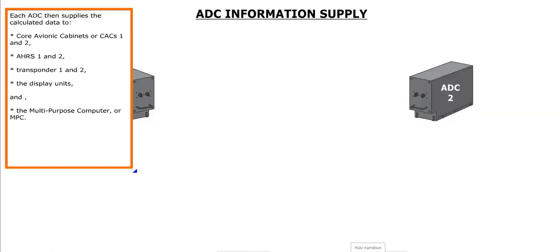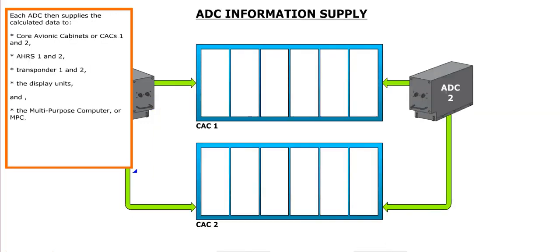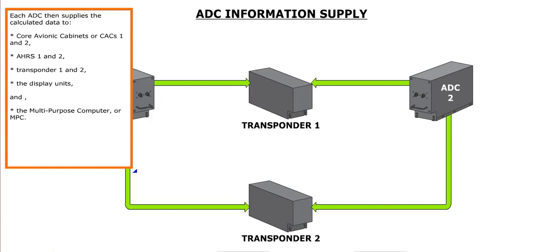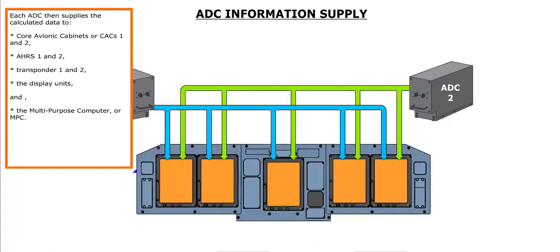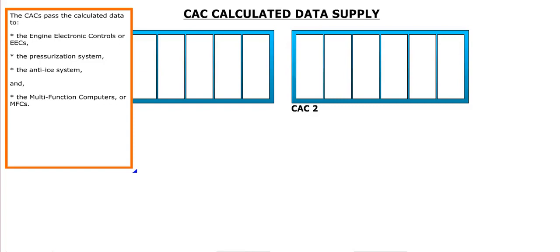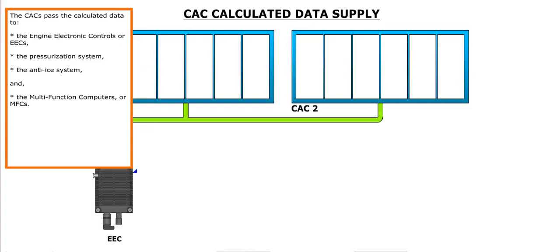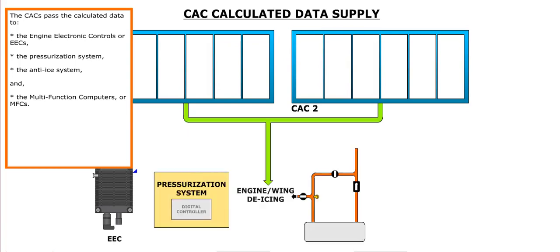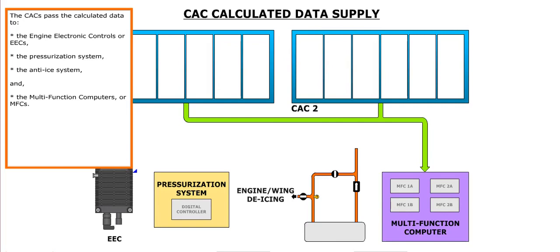Each ADC then supplies the calculated data to Core Avionic Cabinets, or CACs 1 and 2, AHRS 1 and 2, Transponder 1 and 2, the display units, and the multi-purpose computer, or MPC. The CACs pass the calculated data to the Engine Electronic Controls, or EECs, the Pressurization System, the Anti-Ice System, and the Multifunction Computers, or MFCs.